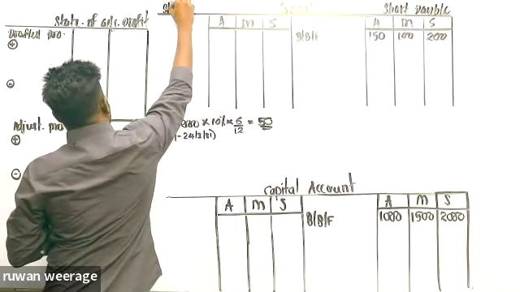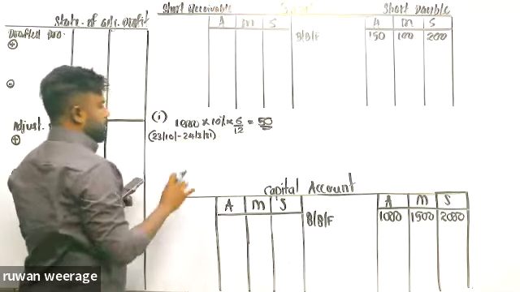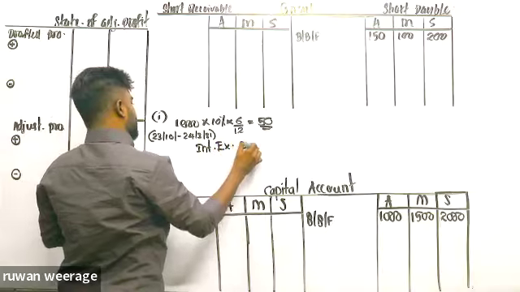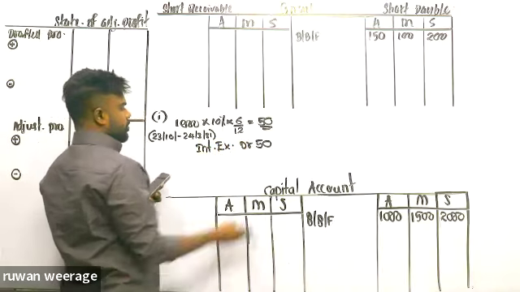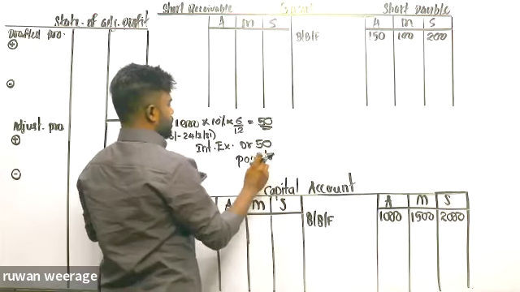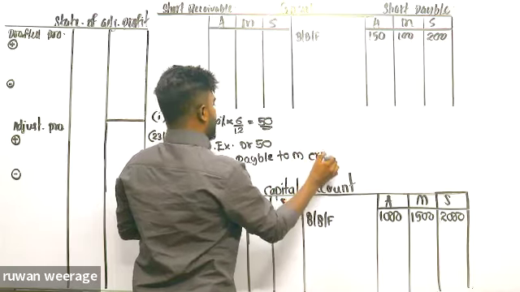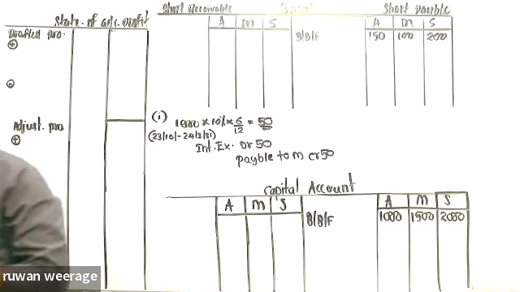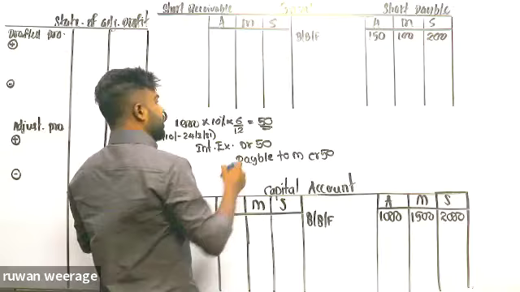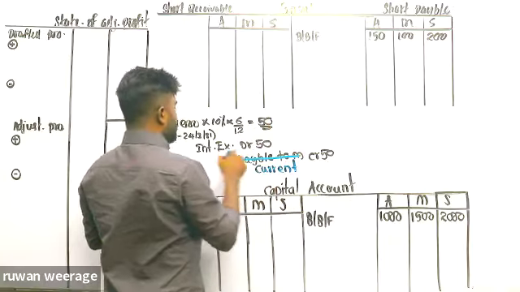Short-term receivables are debited to current account. Clear? Therefore, what's the double entry? Interest expense debit 50. But make it payable to the partner. Payable to Malik, credit 50. Understand? Is this a short-term payable or long-term? Short term, therefore credited to which account? Current account.